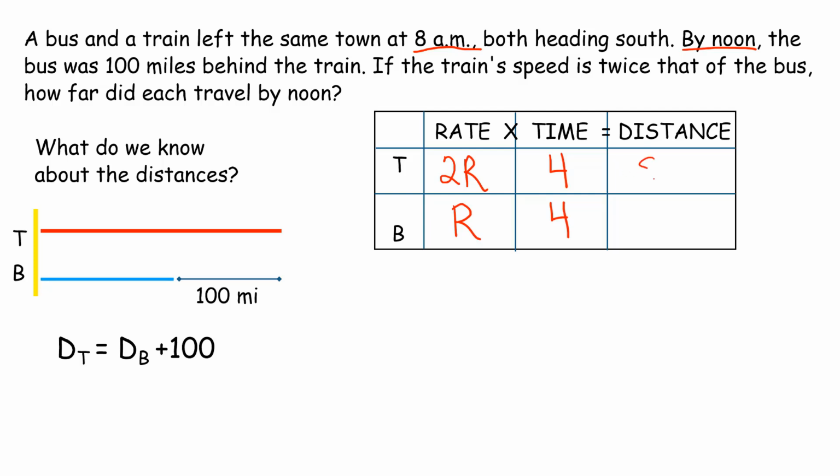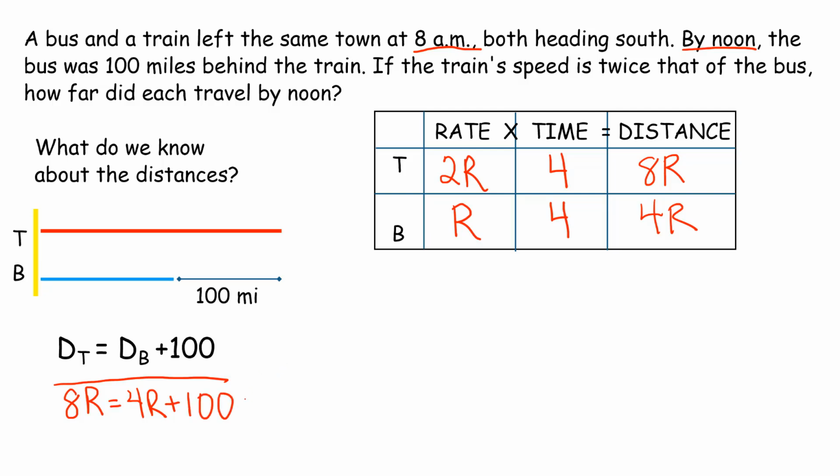2R times 4 is 8R. 4 times R is 4R. I'm going to take what is in the distance box, and I'm going to go back to the equation I wrote at the beginning of the problem, and I'm just going to substitute in for d sub t, the distance of the train, and for d sub b, I'm going to substitute in the distance of the bus. So distance of the train is 8R. The distance of the bus is 4R, and then plus 100.